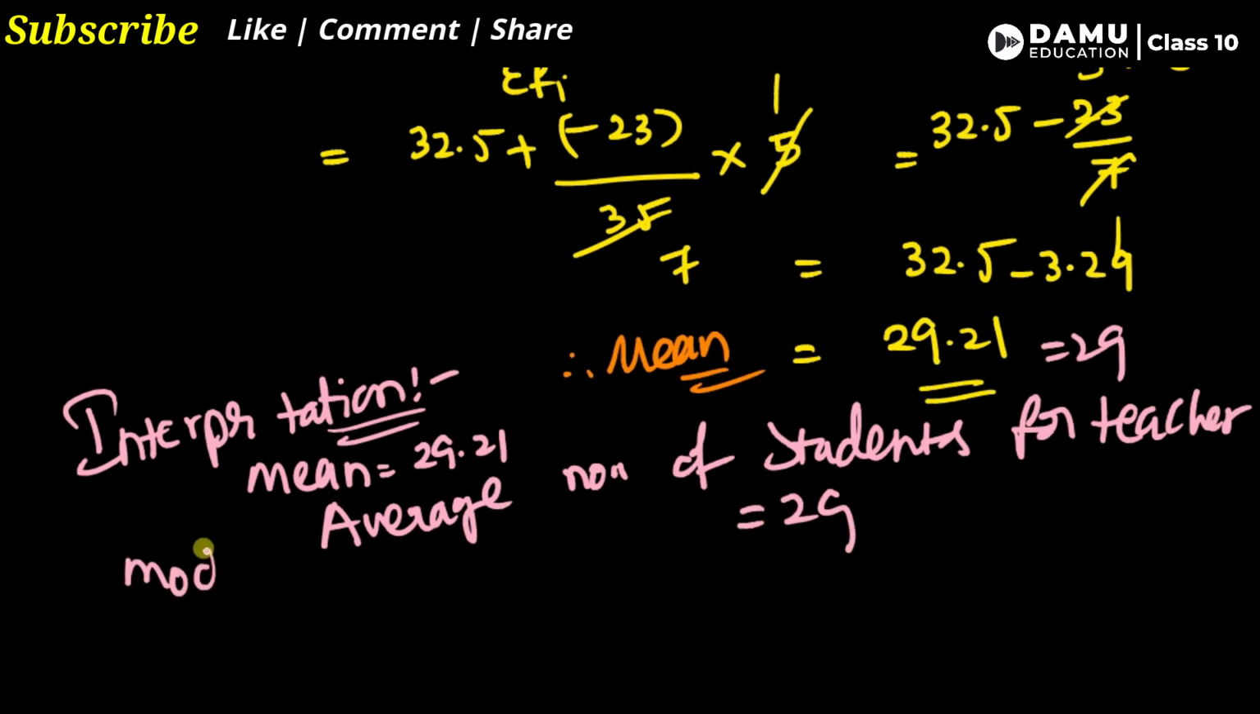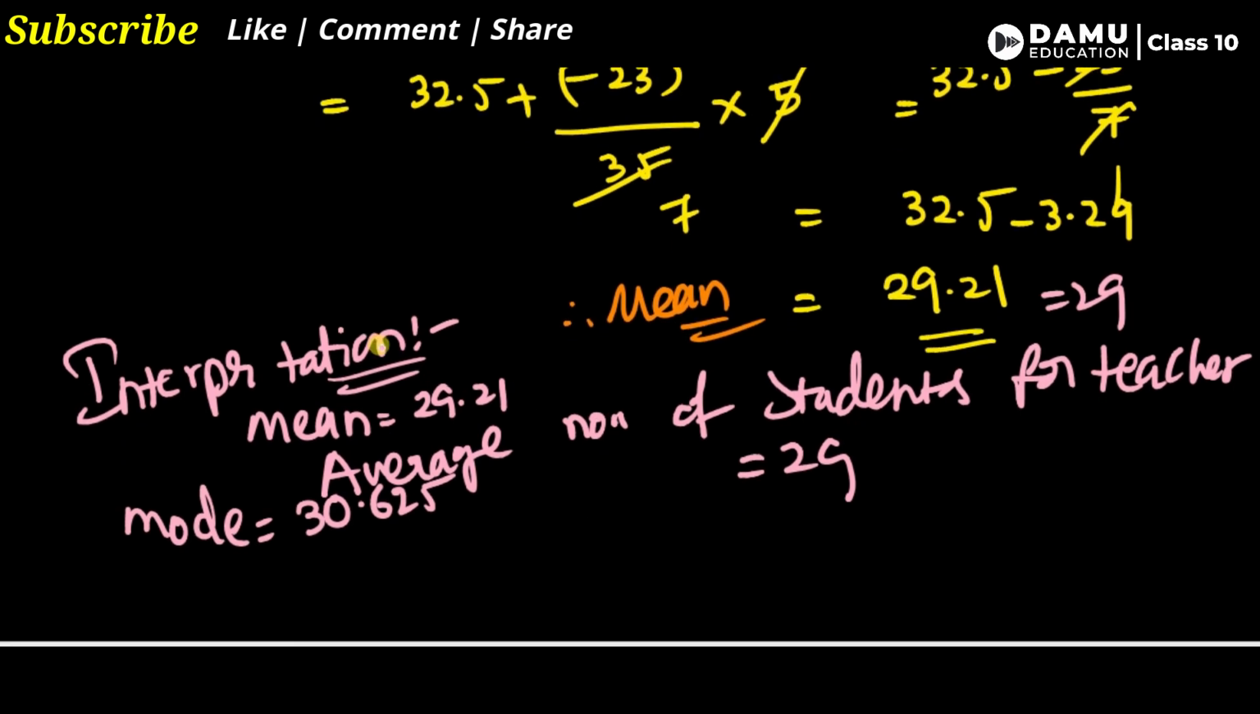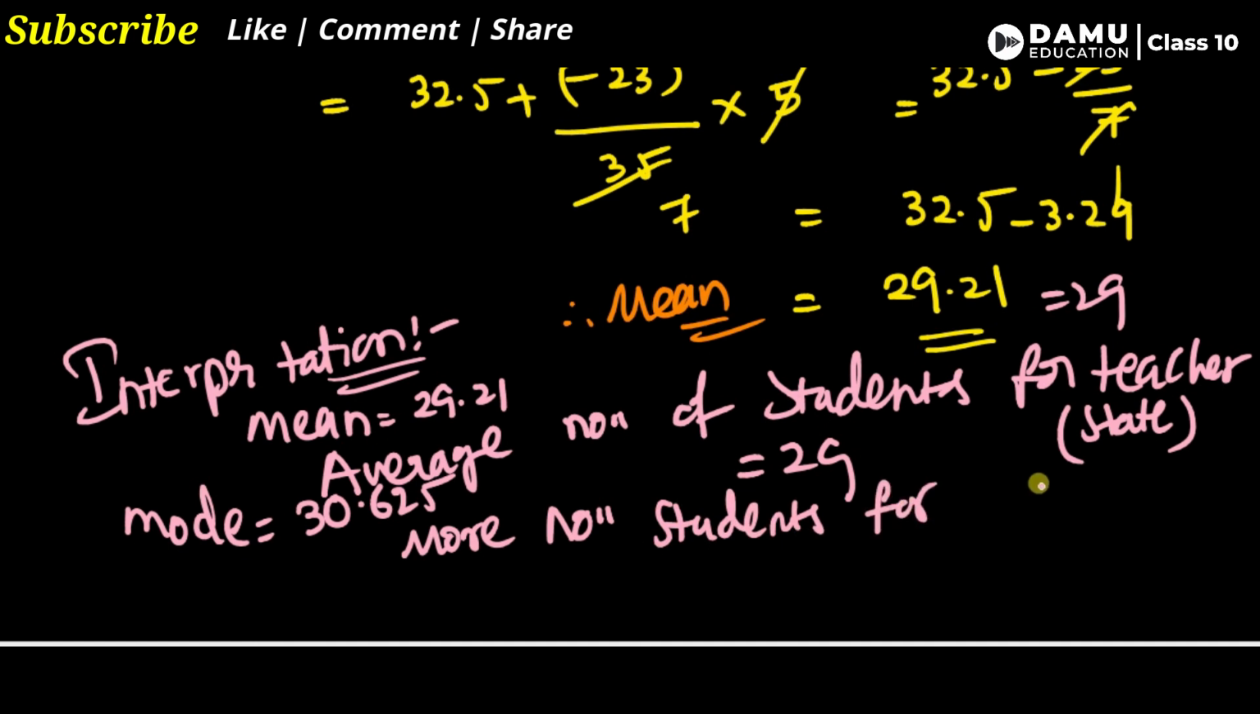Then mode will be equal to, what is that, 30.625. So you can take more number of states for the teachers, more number of states have this teacher student ratio. So more number of states, more number of students, whatever you can. So for each teacher, for one teacher or for state, you can take it like this. For one teacher, more number of students for each teacher or for one state. So for each teacher or one state, you can take it that 30. So like this we have to find it.